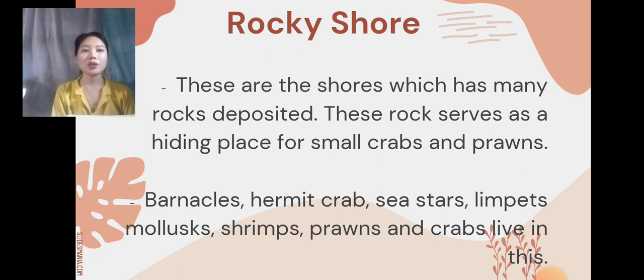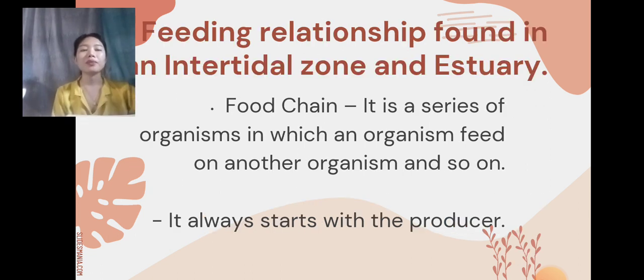Next is rocky shore. These are shores which have many rocks deposited. These rocks serve as a hiding place for small crabs and prawns. Barnacles, hermit crabs, sea stars, limpets, mollusks, shrimp, prawns, and crabs live in this. So sa rocky shore naman, ito yung mga hiding place sa mga maliliit na crabs and prawns. Dito rin papasok yung barnacles, hermit crab, sea stars, limpet, mollusks, shrimps, prawns, at mga crabs na nakatira dito.